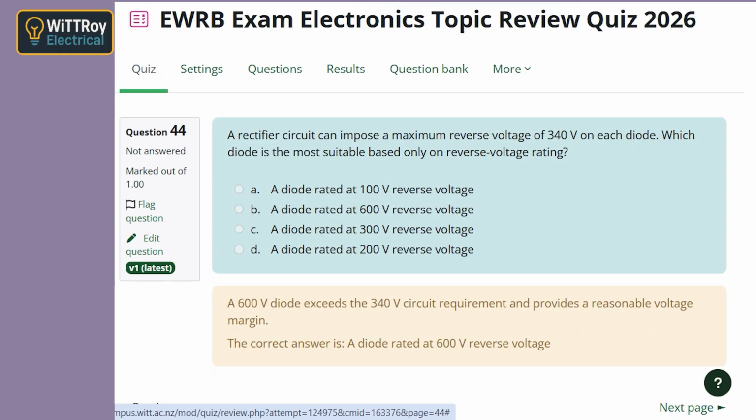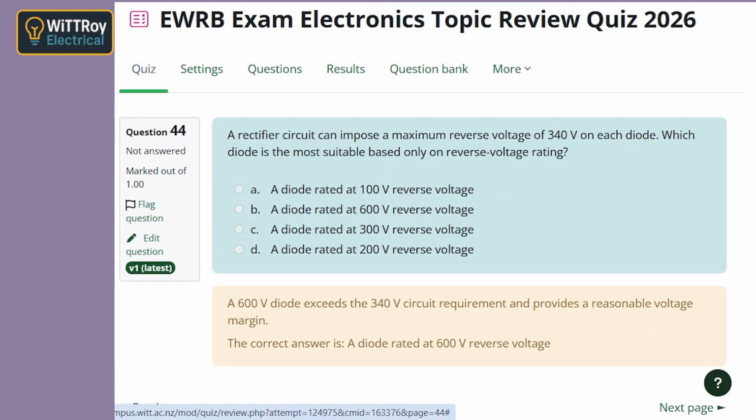Question 44. A rectifier circuit can impose a maximum reverse voltage of 340 V on each diode. Which diode is the most suitable based only on reverse voltage rating? I chose the 300-volt diode because it matched the stated voltage exactly. I didn't allow any margin above the required PIV. That one needs another look.